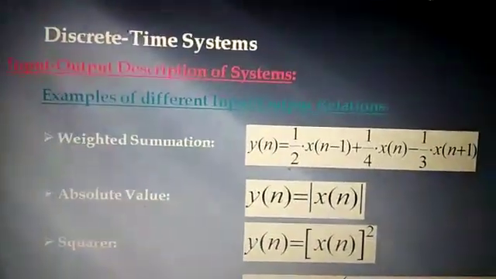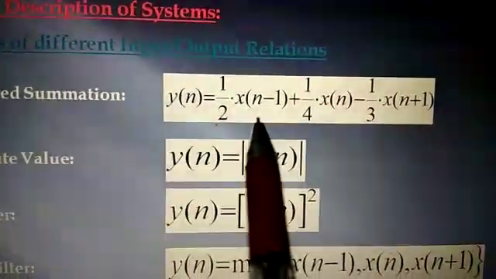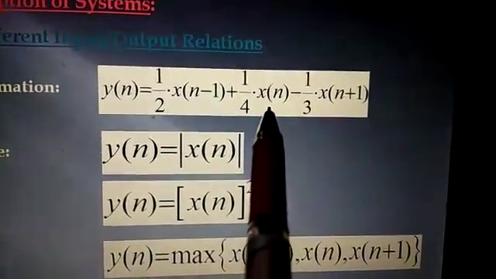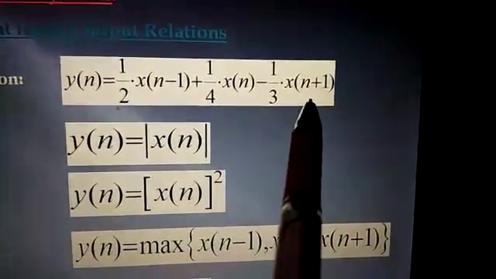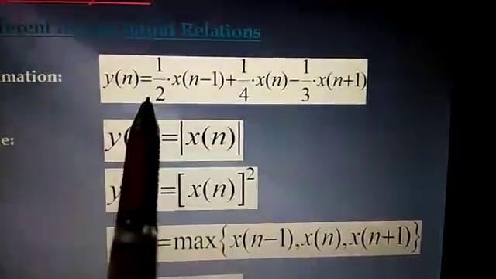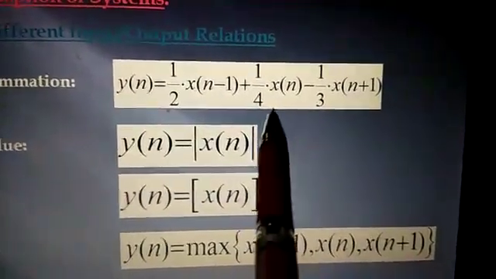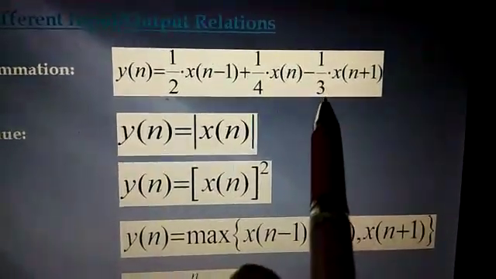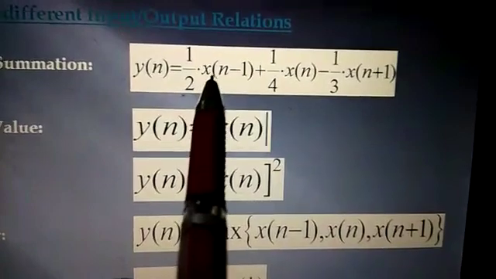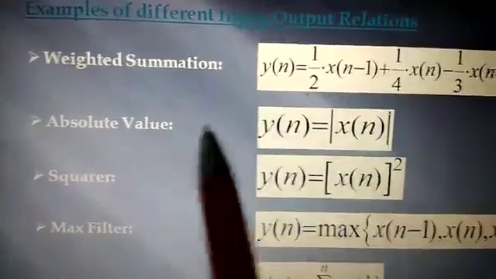Then weighted summation. Suppose this is delayed by 1 sample divided by 2, this is the current sample divided by 4, and this is the advanced sample by 1 sample divided by 3. So this is called a weighted summation. This is the sample weighted by 2, this is the sample weighted by 4, and this is the advanced sample weighted by 3. So the individual weight of the signal is available here. This is called weighted summation.